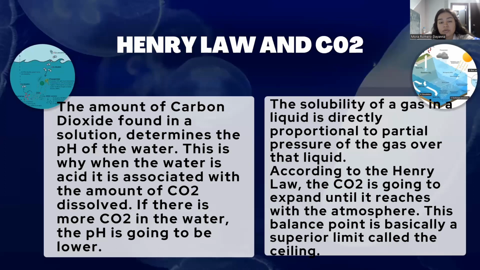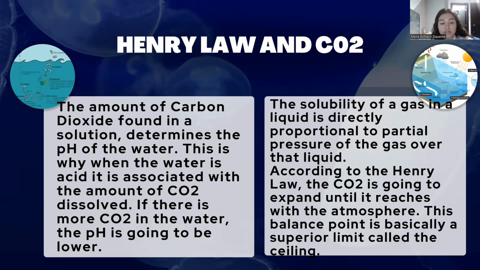We also have Henry's law and CO2. Something important that we need to mention is that the amount of carbon dioxide found in a solution determines the pH of the water. This is why when water is acidic, it is associated with the amount of CO2 dissolved in this body of water. If there is more CO2 in the water, the pH is going to be lower. This happens because when CO2 becomes aqueous in the water, a small amount converts itself into carbonic acid.